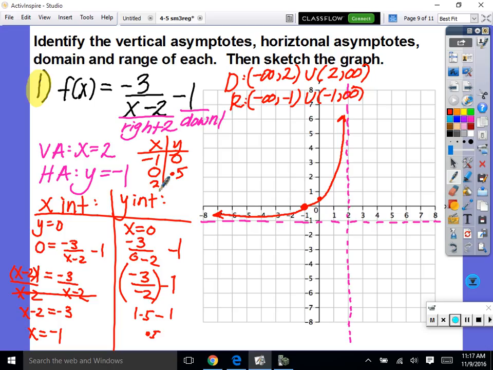Plug in 3: negative 3 divided by 3 minus 2, minus 1. So that is negative 3 over 1, minus 1. Negative 3 minus 1 is negative 4. So 3, negative 4 is another point on the graph. Over 3, down 1, 2, 3, and 4. So now I know it's in this region right here. So let's graph it in, getting close to our asymptotes.